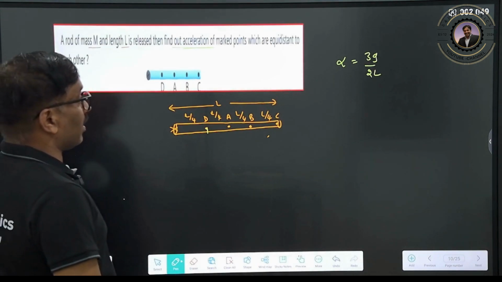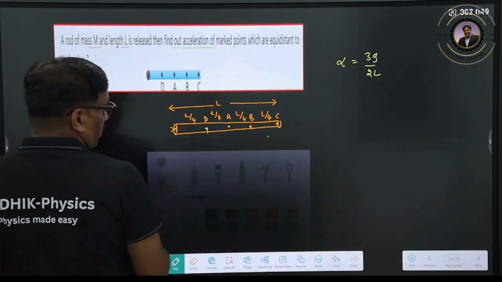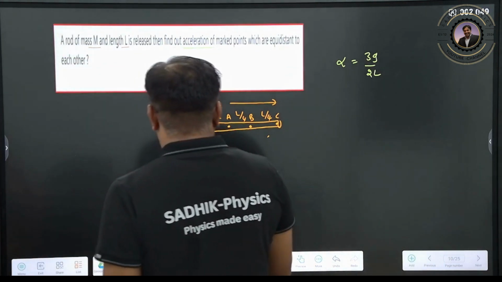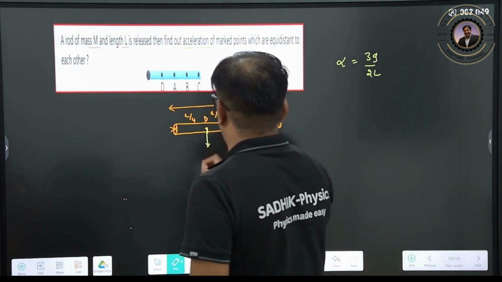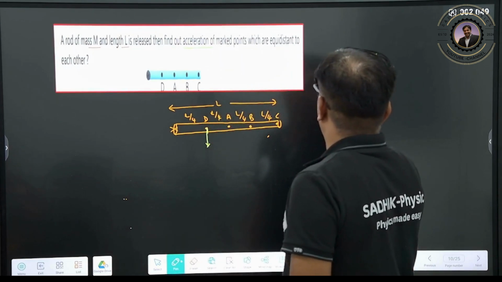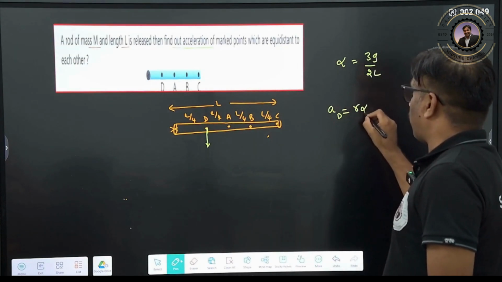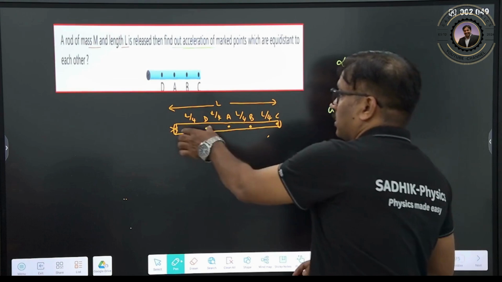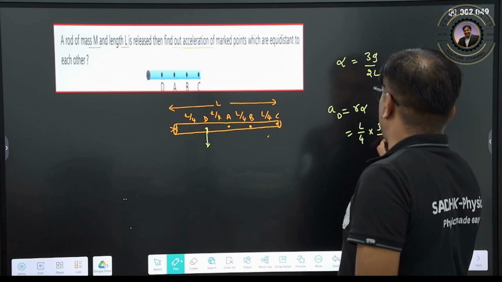Now, we want to calculate linear acceleration. What is the relation here? Linear acceleration. So, acceleration at D. What can you write? R into alpha. What is R? The perpendicular distance. Therefore, it is L by 4 into 3g by 2L.